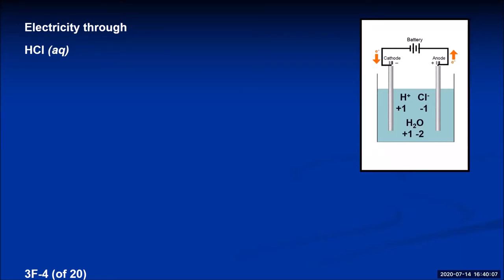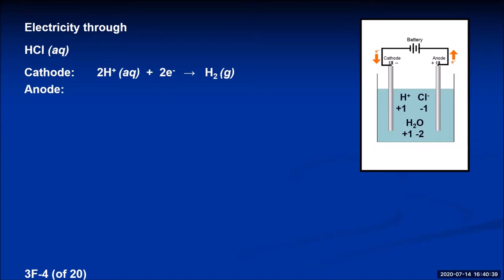So when we try to predict what's going to occur at the cathode and anode, we have the same situation as before, and the answer is going to be the same as before. The dissolved substance is almost always the substance that gets oxidized and reduced. So it's not going to be the water, it's going to be the hydrogen ions and the chloride ions. The reduction is going to be the positive hydrogen ion from the HCl being reduced to hydrogen gas. To balance it, it'd be two H pluses yield H2. And to balance the charge, you need to put two electrons on the reactant side.